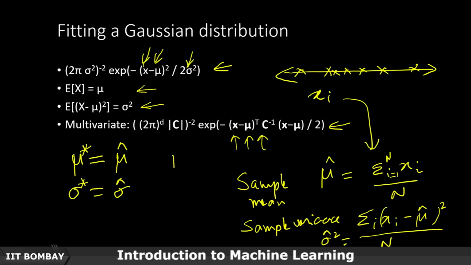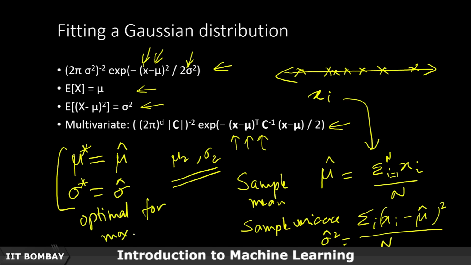And if we use any other mu 2 and sigma 2, the likelihood of the given data is going to be lower than if we use sigma star and mu star. So these are going to be optimal, optimal in the sense of maximizing data likelihood. These are something called sufficient statistics: if we just estimate these statistics, we know pretty much everything about the distribution, and we know the best fitting distribution for the given data.